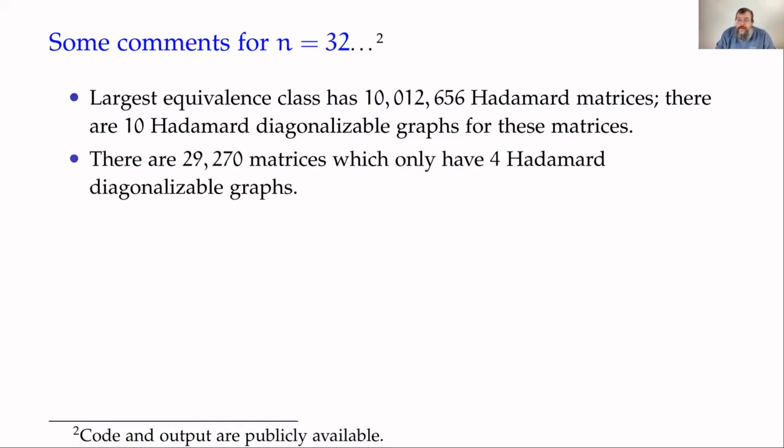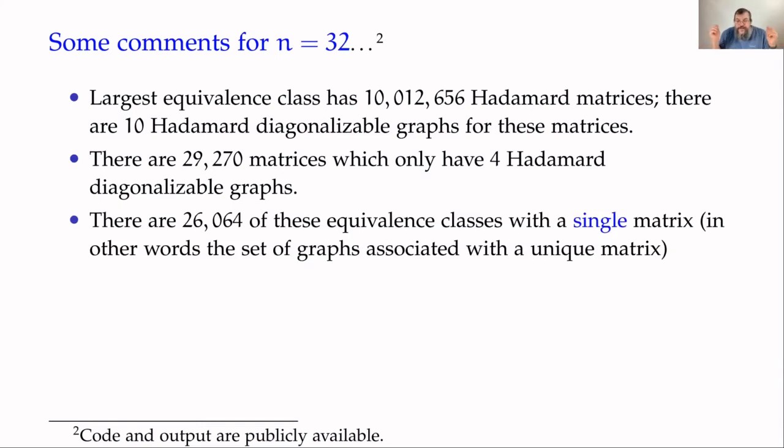There are 29,270 matrices which only have 4 Hadamard diagonalizable graphs. And remember, everything always has at least 4. So even at order 32, you can come up with matrices which aren't very good at forming these graphs. There are 26,064 of these equivalence classes with just a single matrix. That's that first vertical column.